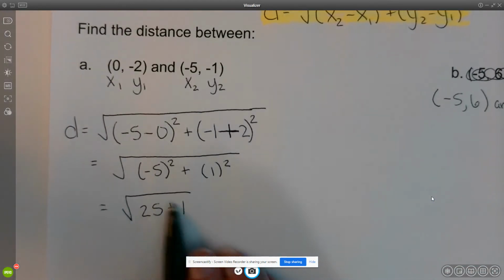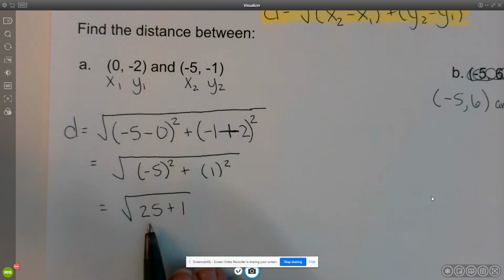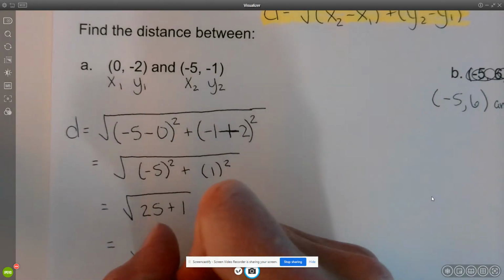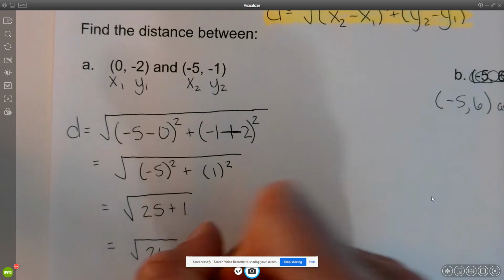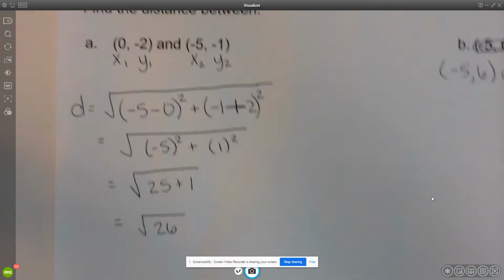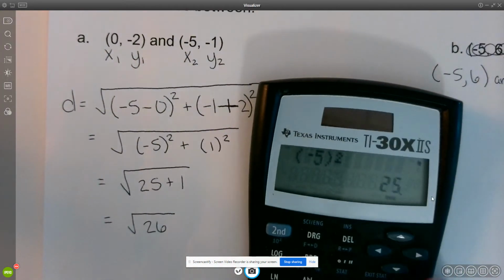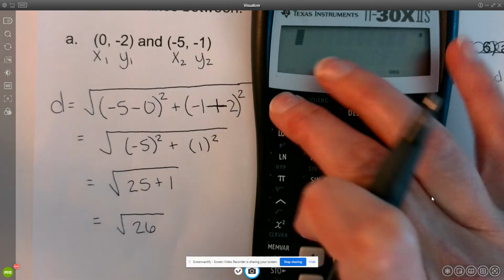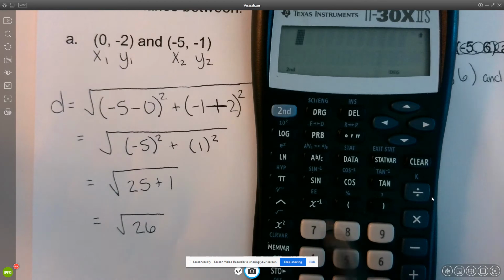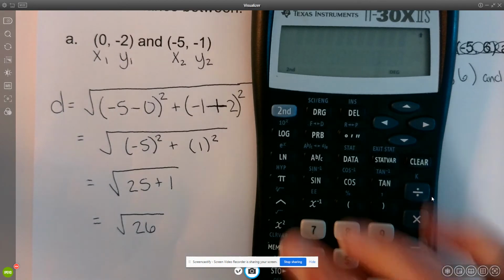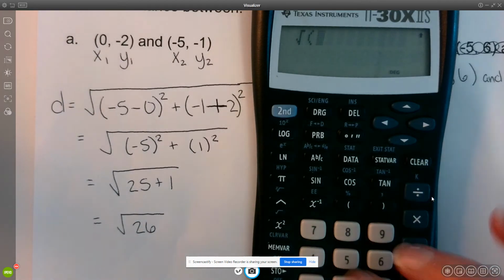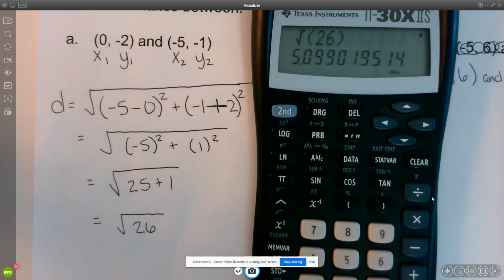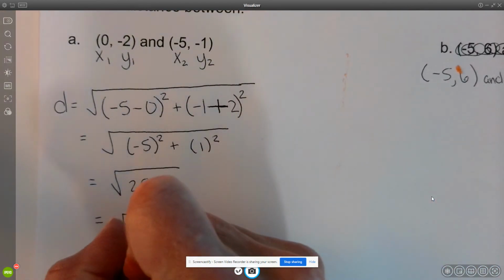Now we always do what's underneath the square root symbol first. So I need to add 25 plus 1 to get 26. And to take the square root on your calculator, you need to hit the second button and then your x squared key to get your square root symbol. And the square root of 26 is approximately 5.1.